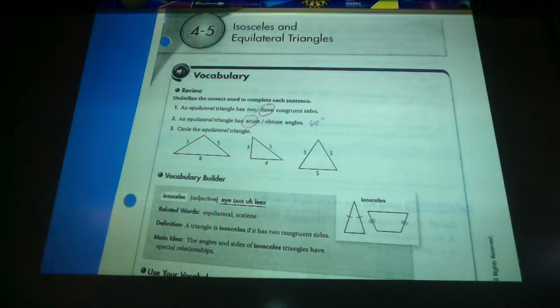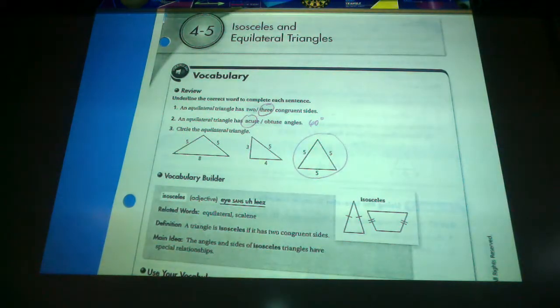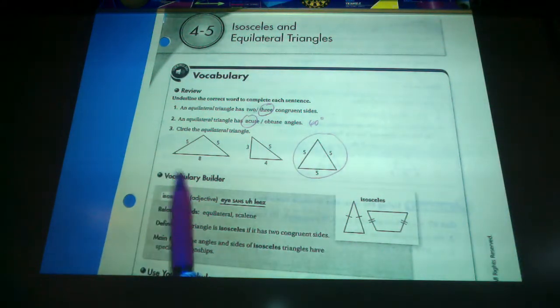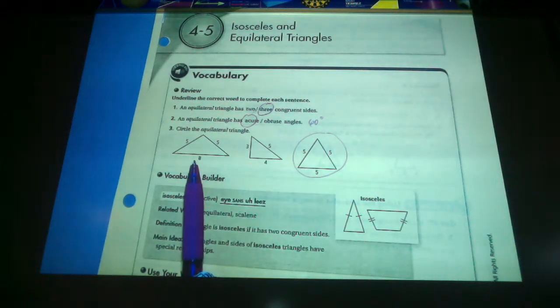Which of the 3 is your equilateral? That's a toughie. Which of the 3? Which one's an isosceles? The first one. I will tell you that all equilateral triangles are considered isosceles. They're a special isosceles triangle.